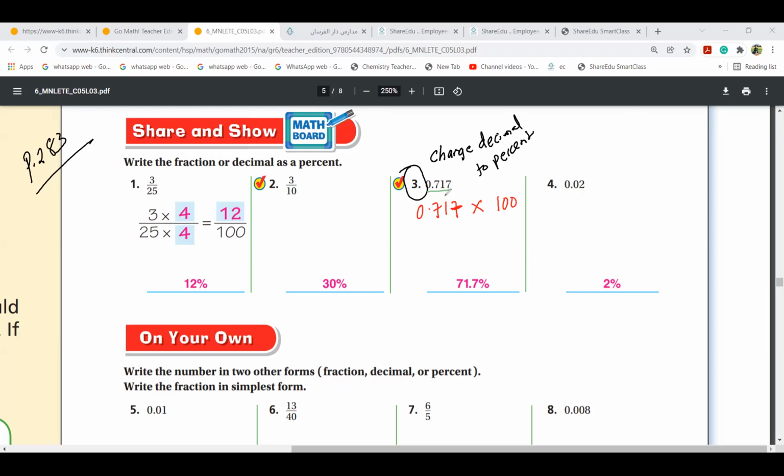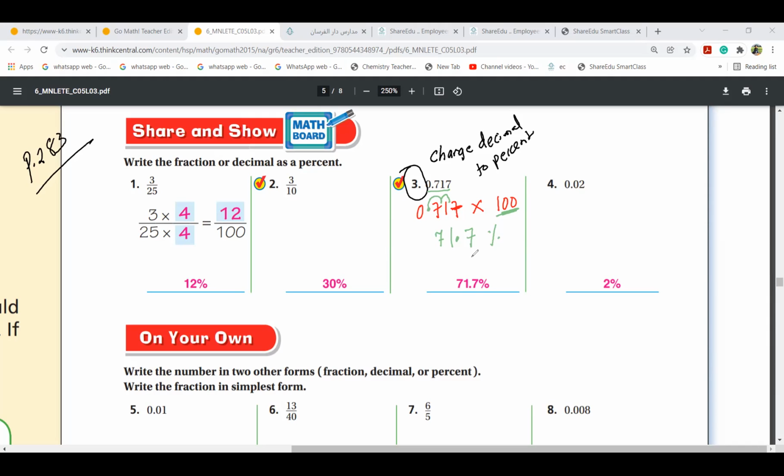When you have a decimal and you multiply with 100, you need to shift to the right side. Why did I move 2 places to the right, Feroz? Because you multiply with 100, and there are 2 zeros. I move 2 places to the right, and the answer is 71.7%.